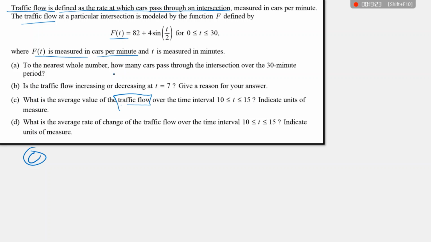So my units do not change. My units are going to stay the same for traffic flow, which is still cars per minute. What's my formula for the average value if I want to go from 10 to 15? Average traffic flow equals the integral of f of t. Okay, you said 1 over b minus a, so that's 1 over 15 minus 10 times the integral from a to b, so from 10 to 15 of what?